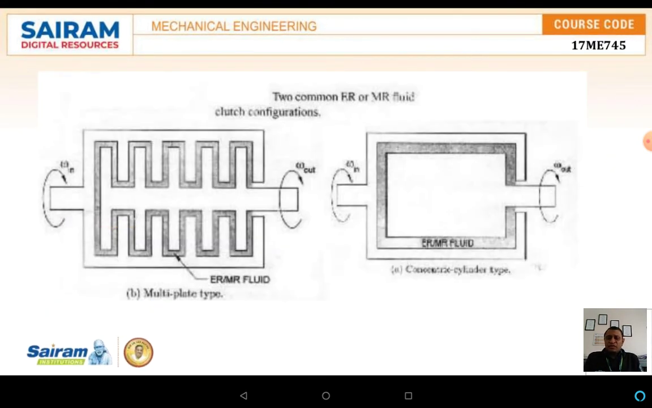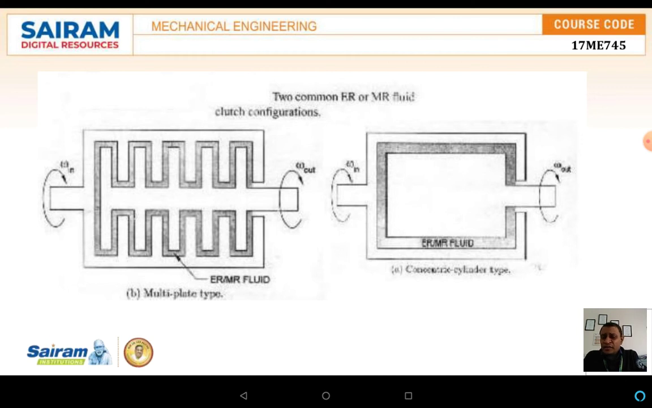Here the schematic diagram shows the single plate clutch as well as a multi-plate clutch. Normally a cylindrical type clutch is also called a single plate clutch. If the power transmission between the two shafts is minimal, you can go for a single plate clutch. If the power transmission between the two members is maximum, and the transmission efficiency should be high, in those cases we have to go for multi-plate clutches.